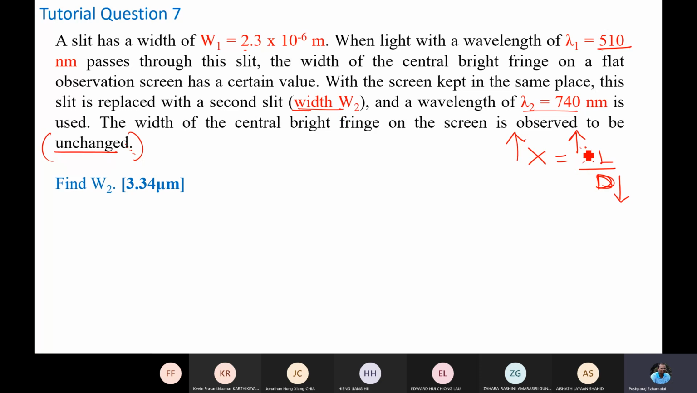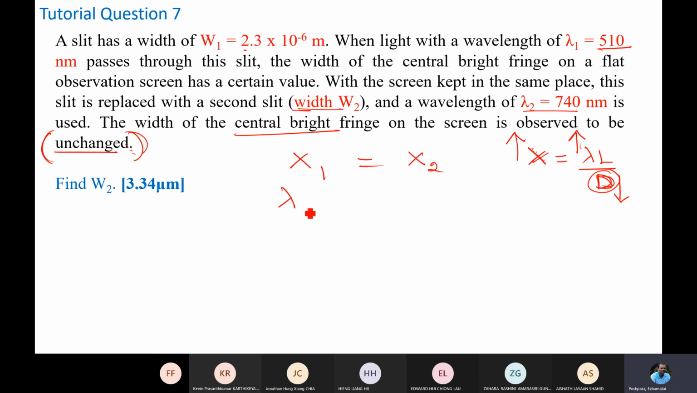So if lambda increases, definitely the fringe width will increase. But the problem says that the width of the central bright fringe is unchanged. That means it remains the same, no change. So this value decreases to compensate the increase in fringe width. So what is given? x1 is equal to x2.